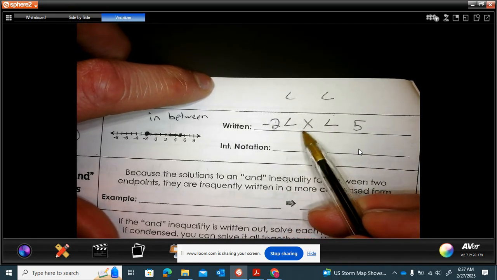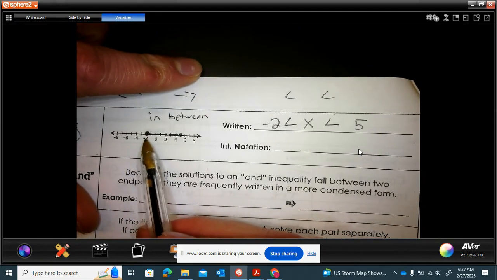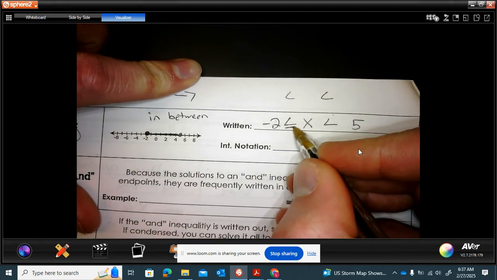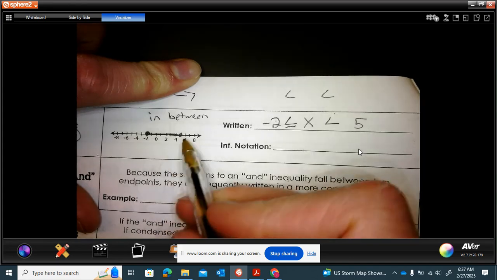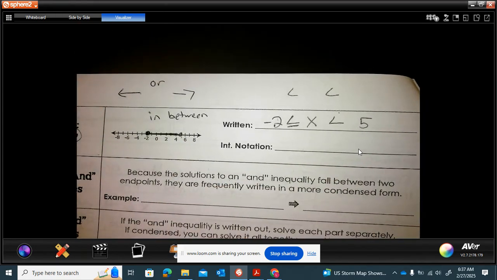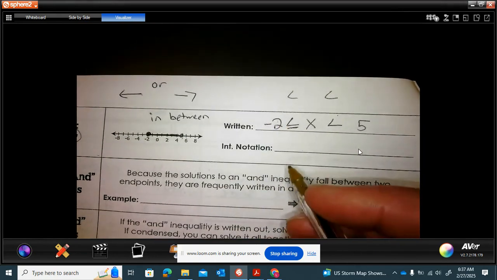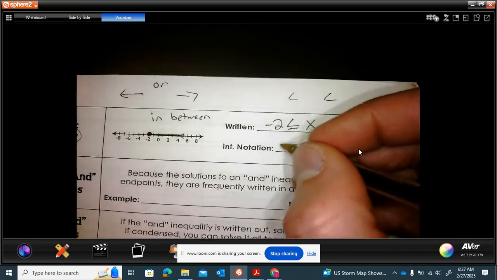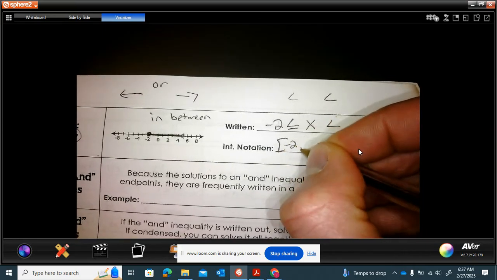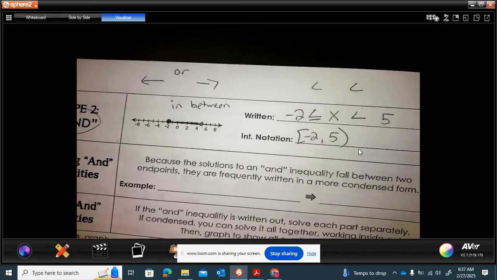Then all you have to do is look back and say, okay, at -2, it's a closed circle, so therefore I need to include the line underneath. But at 5, it's an open circle, so I don't need to include the line. So this would be my answer. And then in interval notation, it's actually much easier. You could equal -2, then it goes to 5, but you can't equal 5, so it's a parenthesis.